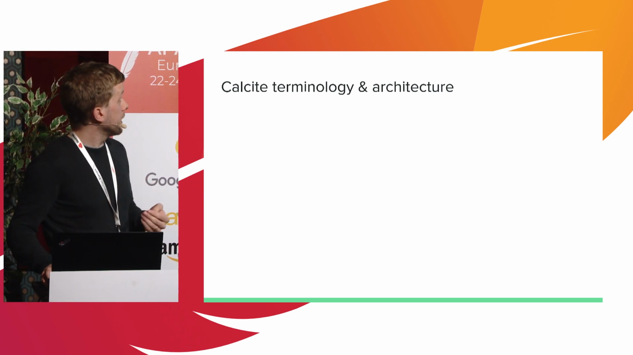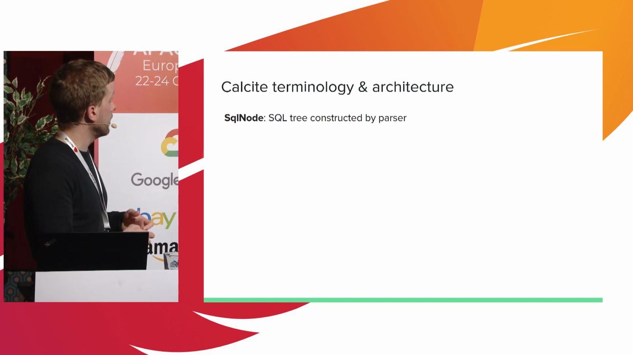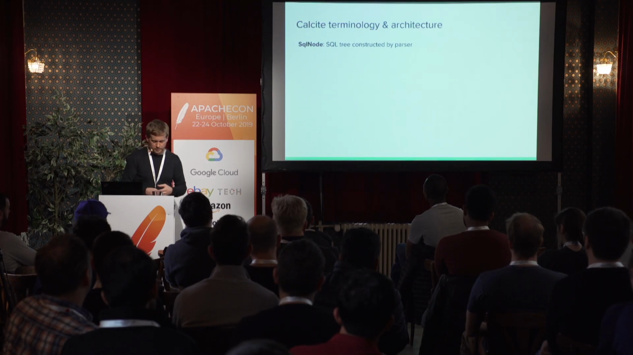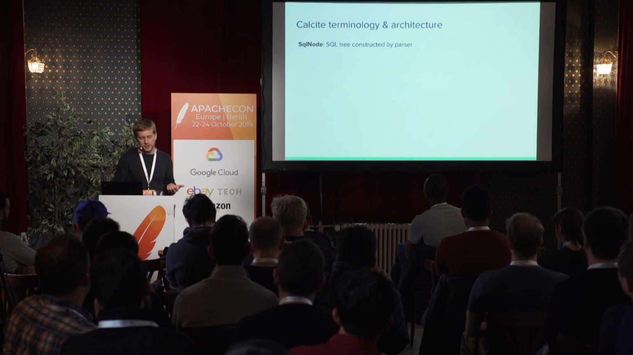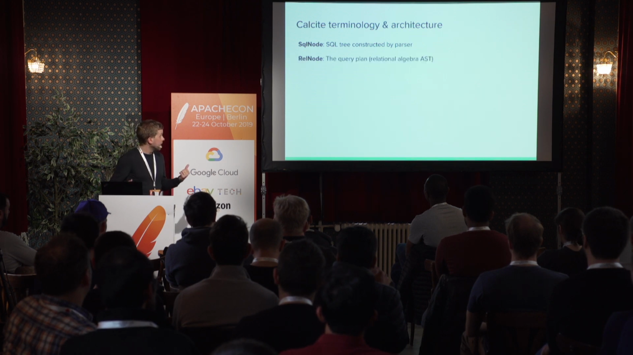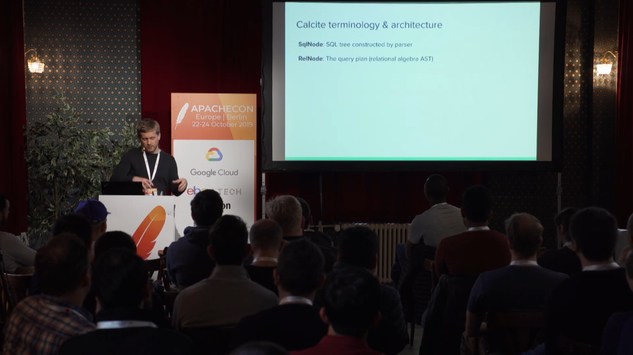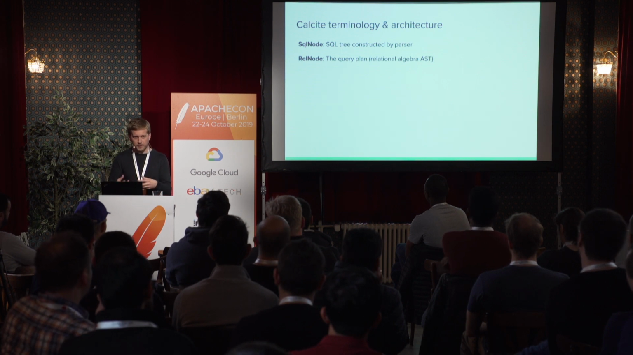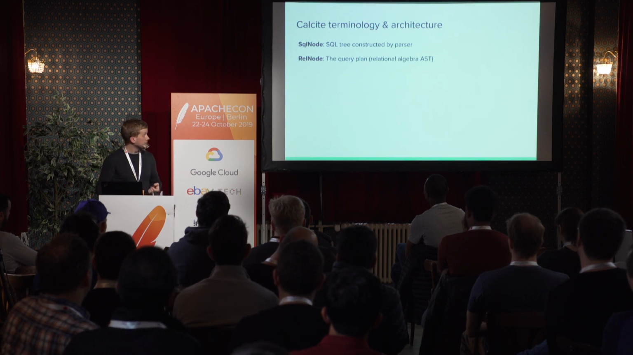Before I get into that, I just want to discuss a couple of things about terminology and architecture here. There are a couple of names in Calcite that you won't be familiar with, but they're fairly easily understandable. A SQL node is basically what you get after you've parsed SQL. So you get some kind of tree, a SQL tree, so it's called a SQL node inside of Calcite. The rel node is similar. This is basically your query plan. So you've gone from parsing your SQL to maybe a bunch of optimizations, but you basically end up with a query plan, and this is a rel node in Calcite.